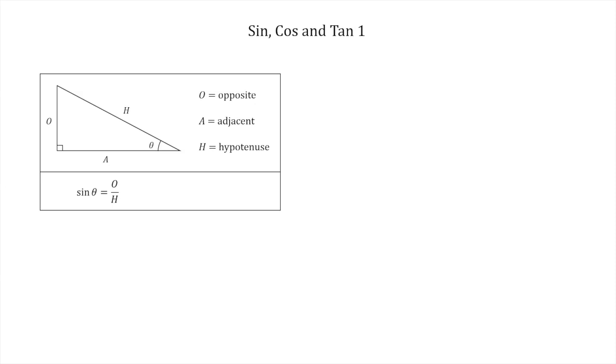Cos, on the other hand: cos of theta equals the adjacent over the hypotenuse. So the other side in the triangle that's not the hypotenuse, the one adjacent to theta, divided by the hypotenuse, is equal to cos of theta. And finally, tan of theta is equal to the opposite over the adjacent. This time we don't have the hypotenuse at all; we divide the opposite by the adjacent, and that is equal to tan of theta.